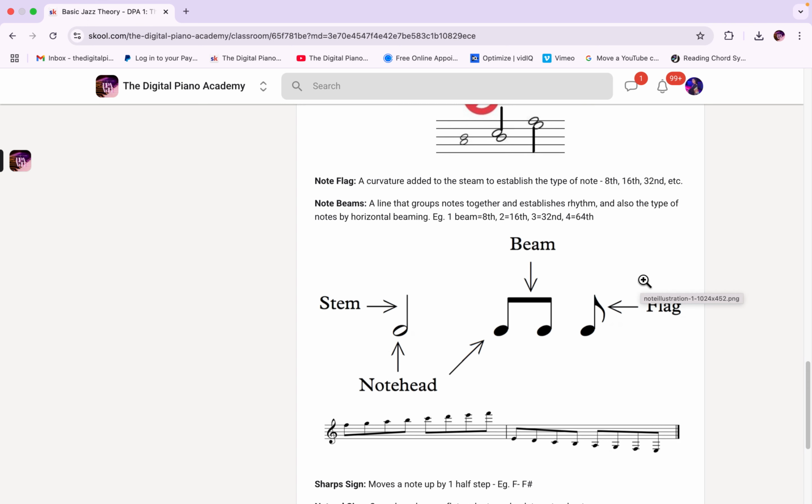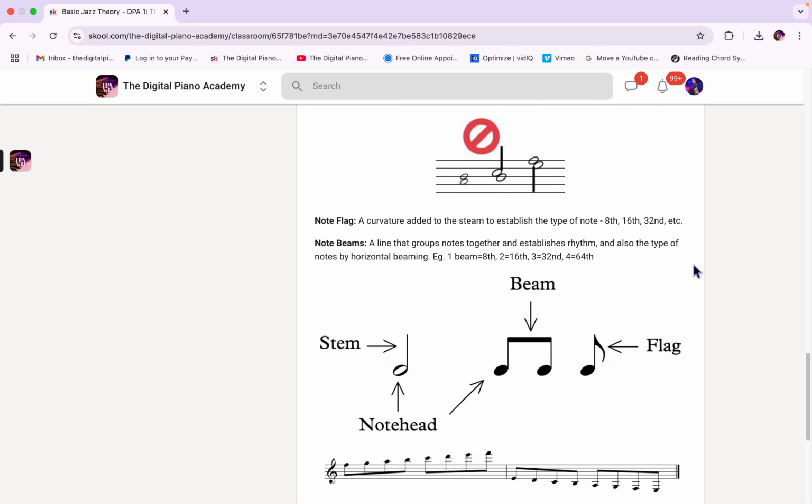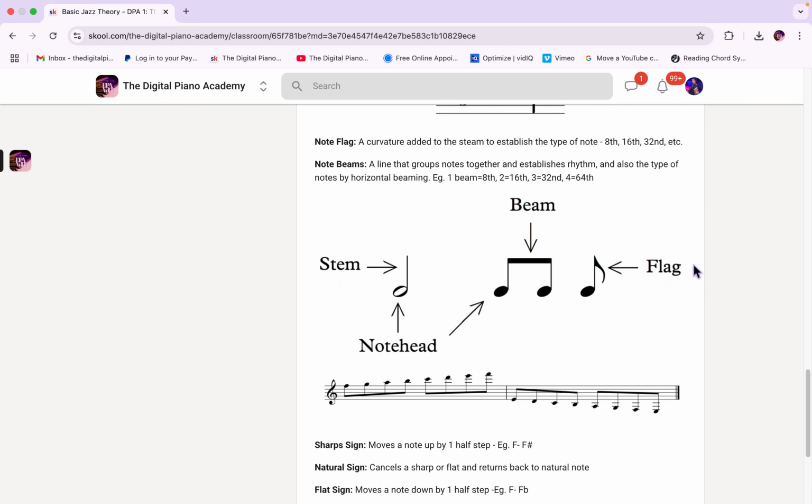Note flag: it's a curvature added to the stem to establish the type of note. So you could have an eighth, a 16th, a 32nd, etc. Note beams: lines that group notes together and establish rhythm, and also the type of notes by horizontal beaming. So one beam would be an eighth note, second beam would be a 16th, third a 32nd, a fourth a 64th.